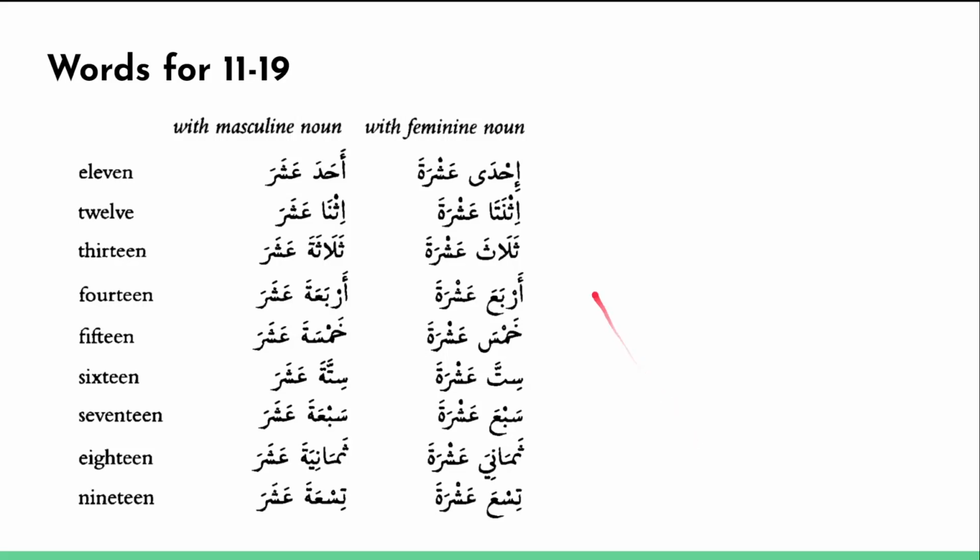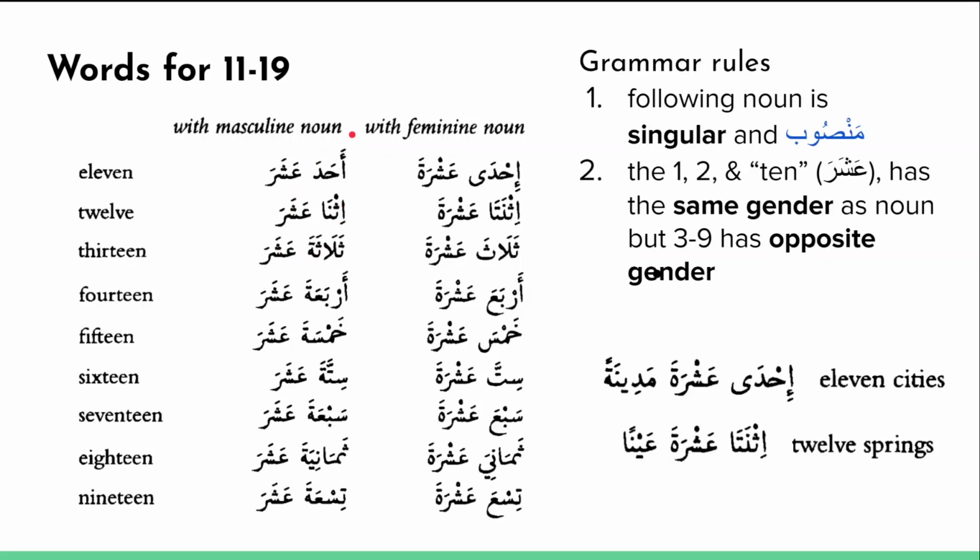Alright, so if it's a feminine noun, it's ihda ashrata for 11, ithnata ashrata for 12, thalatha ashrata for 13, and so on. And you only see the first few actually appear in the Quran. Not all of these show up. It's mostly just the first two. For a masculine noun, ahada ashara for 11, ithna ashara for 12, thalathata ashara for 13, and so on.